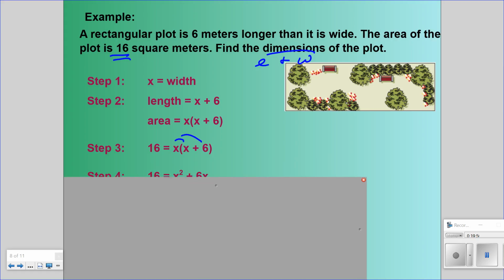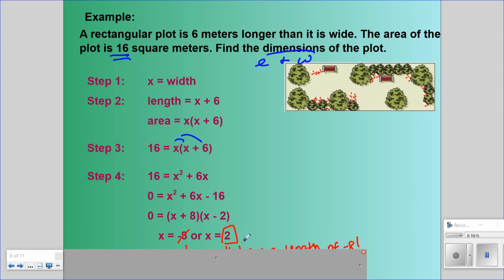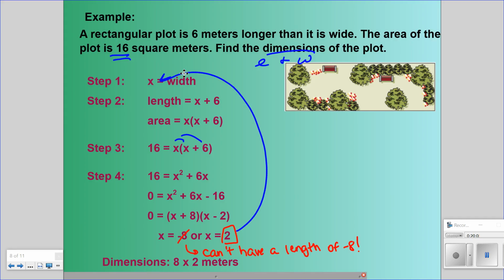Simplify and set equal to 0. Factor, set each factor equal to 0 and solve. You can't have a negative length for your plot, so the only one that makes sense is 2. So if x is 2, that means the length is 2 plus 6. So 2 plus 6 equals 8. So that's how we get the 2 dimensions, 8 and 2.